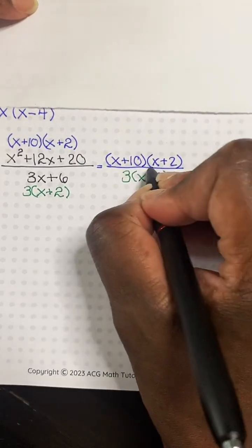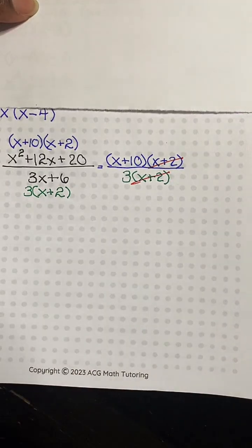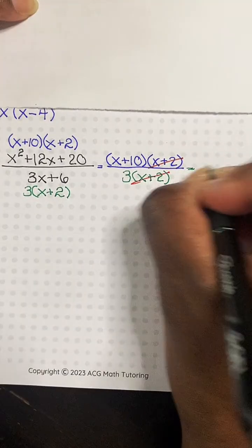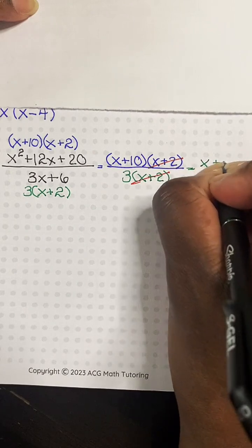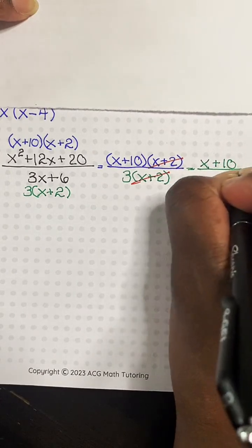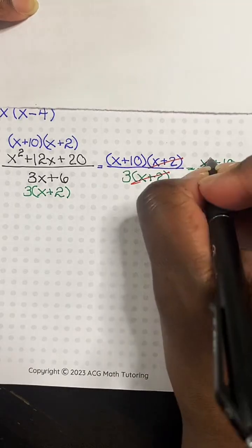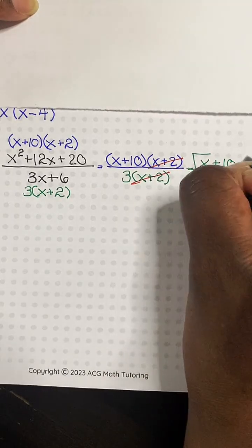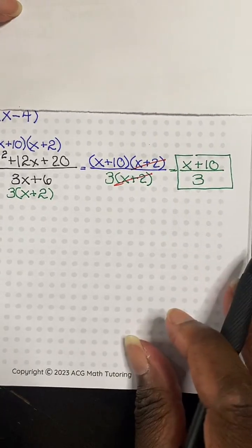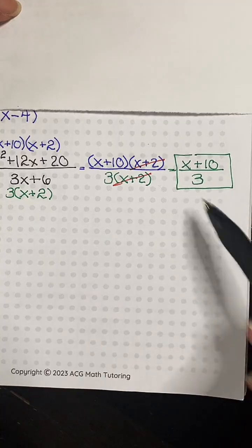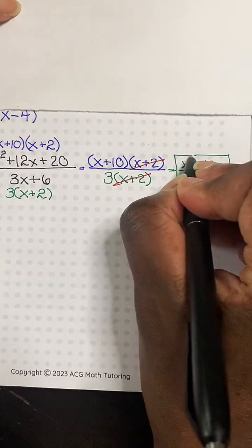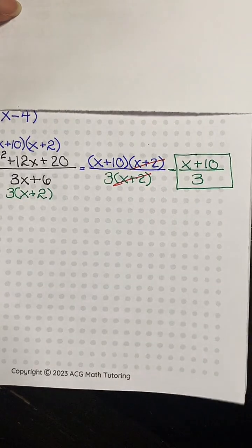Yes, we got that x plus 2 and the x plus 2. They cancel on out. So the only thing that is left is my x plus 10 over 3. So we cannot combine the 10 and the 3. We cannot combine the x and the 3. So leave it alone. Okay, leave it be.